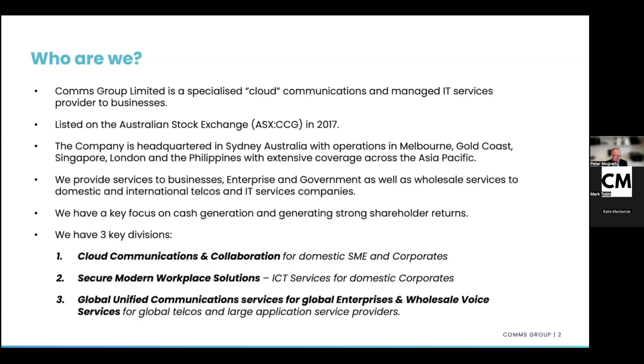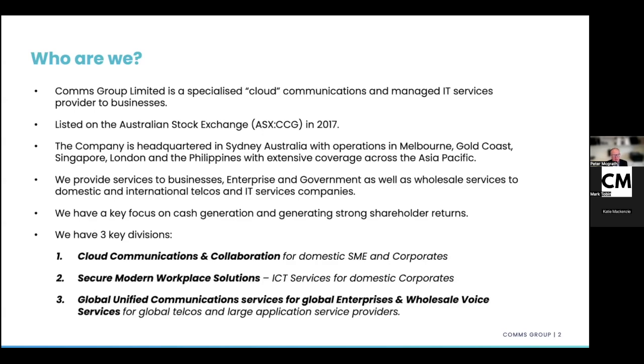And we have the latest, most modern unified communications and ICT solutions for businesses, focusing on things such as hybrid working, unified, meaning, for many businesses, this is their point of contact for their customers and suppliers, and also security, which is very important today. We were listed on the Australian Stock Exchange in 2017.